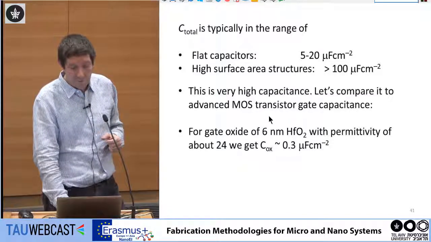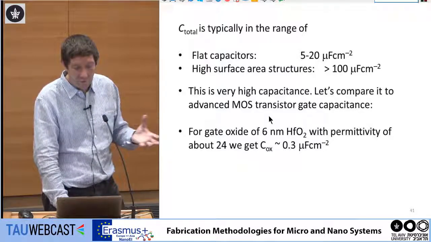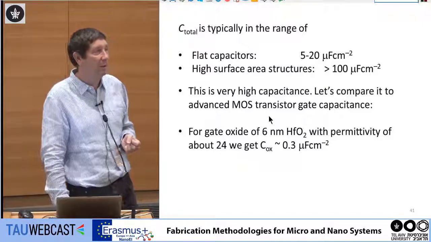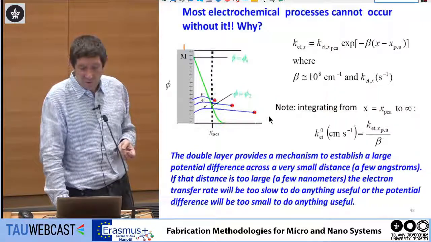In MOS capacitance, like a gate oxide of 6 nanometer hafnium oxide with a permittivity of about 24, C oxide is 0.3 microfarad per centimeter square. So it's a huge capacitance. So what are the effects of the double layer?